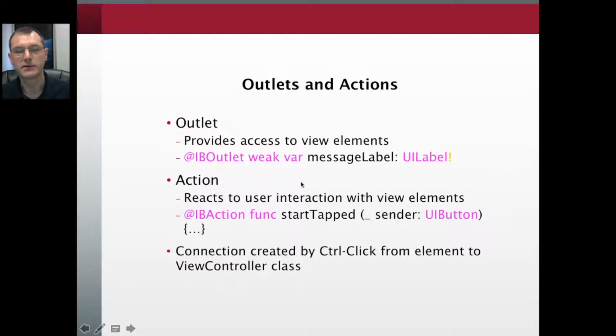Likewise for actions, if we wanted to be able to detect interaction with one of our view elements, say a button, again, we would control click on the button and drag into the code, and that will create an IBAction, which is going to be a function, and we'll give it a name. That function is passed in the element that was actually tapped or interacted with, and then we can add arbitrary code in order to implement the behavior we would like to see when the user taps that button.